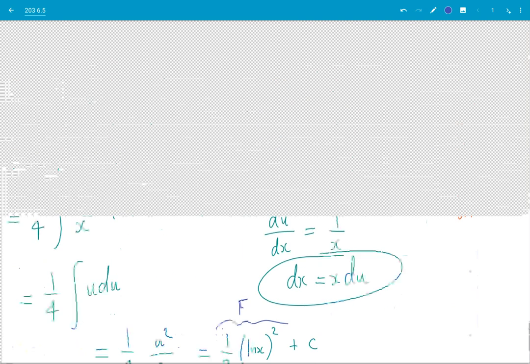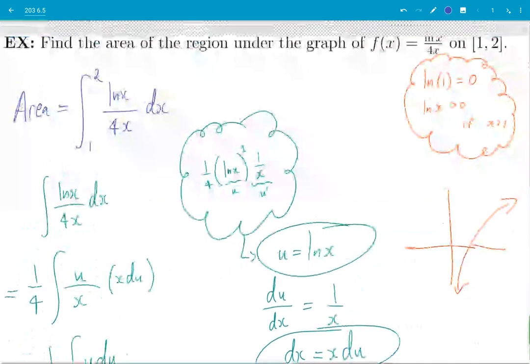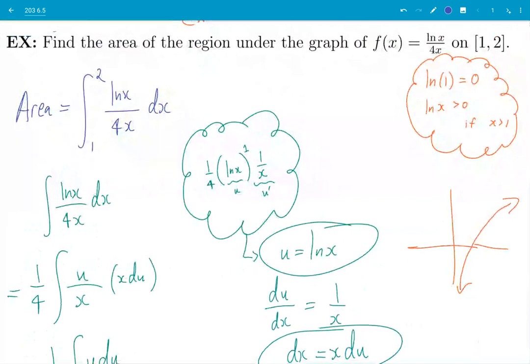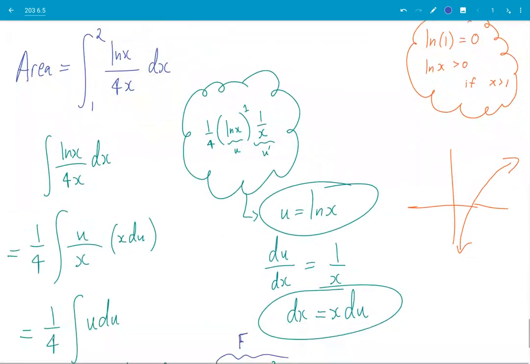So what happened here was we had a question where the wording was a bit different. It's area under a graph. And the choice of u that I made was a bit strange. So I would say, yeah, watch out for this one.